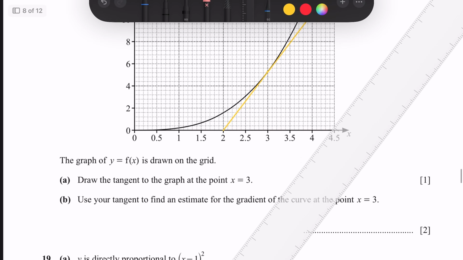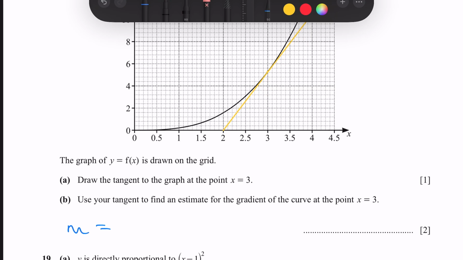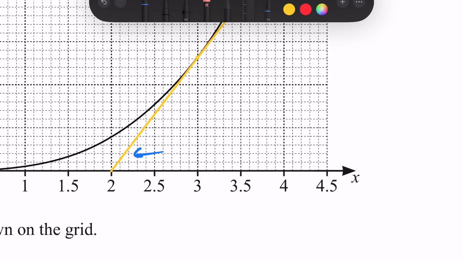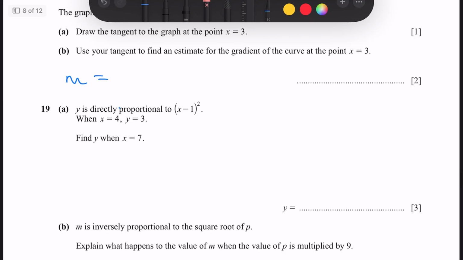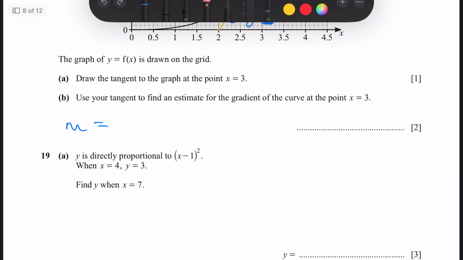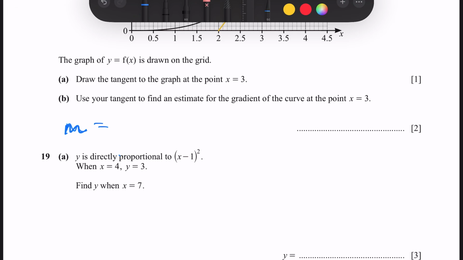Question B says to use your tangent to find an estimate for the gradient of the curve at the point x is equal to 3. So the gradient is essentially the m value, which we can take to be the m value of this straight line. Since this tangent line follows y is equal to mx plus c, this m value would be equal to the gradient of the graph at the point x equal to 3 approximately. So to find the value of m, as I said before, m is equal to y2 minus y1 by x2 minus x1.